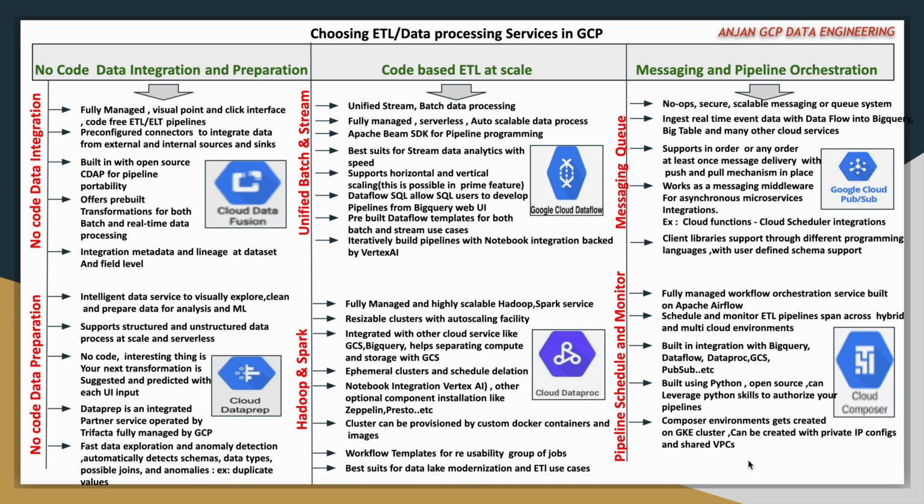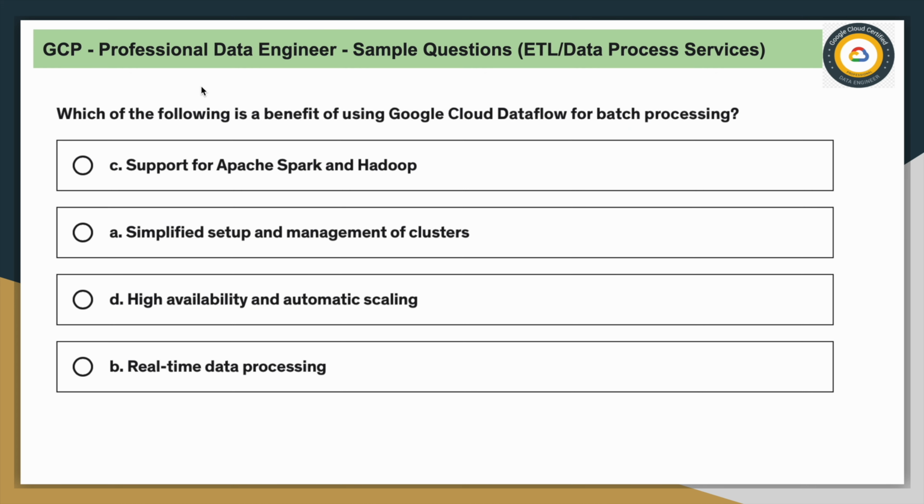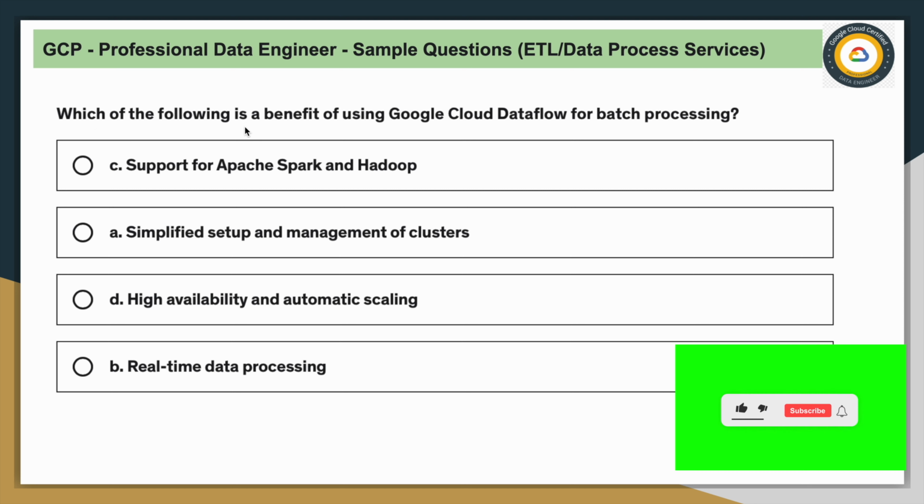And so as I already told, I've segregated these services based on certain parameters for our easy understanding. This will definitely help you. Now we'll move on to some sample questions, and we'll try to answer those questions based on our knowledge. This is our first question: which of the following is a benefit of using Google Cloud Dataflow for batch processing?